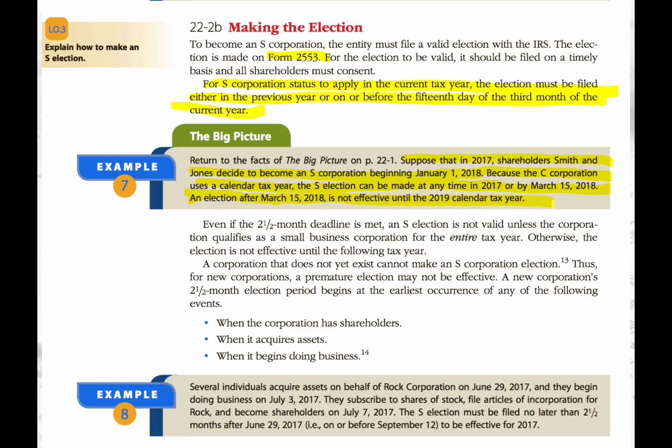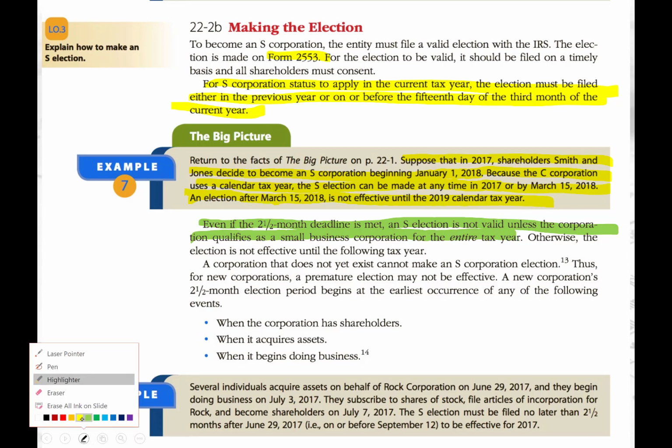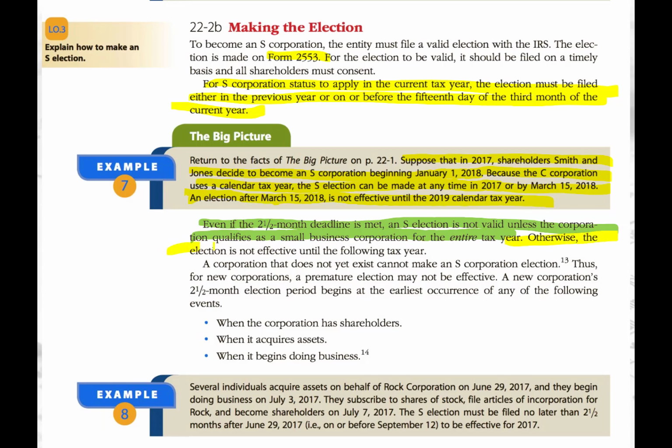Now, they tell us that this 2.5 month window is going to be relevant, but it's not valid unless the corporation has already qualified as an S corporation for the entire year. Otherwise, the election is not effective until the next year. So we'd have to meet the requirements for that entire year, in that example, 2018. Otherwise, it's not going to be applicable until the next year.